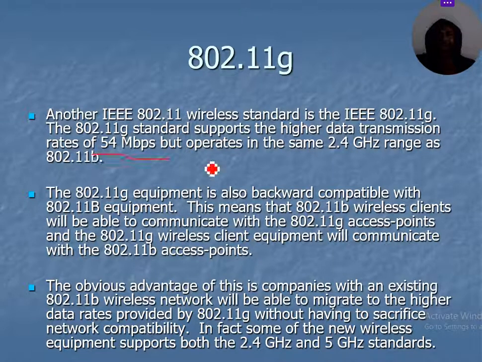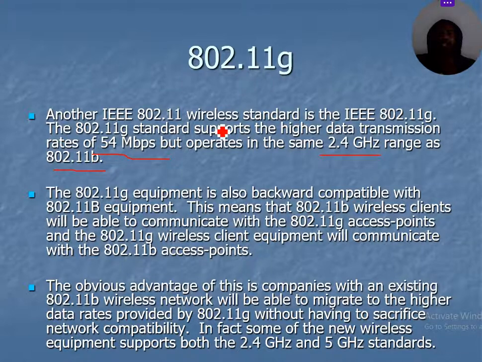G is like a dichotomy. It takes something from A, it takes the speed of A, but operates in the frequency, in the bandwidth of B. The G takes the speed of A, but operates with the data transfer channel of 2.4 gigahertz of B. It uses the transfer channel of B.